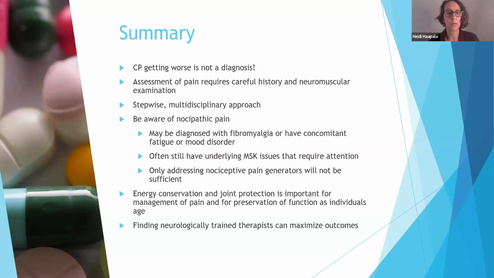And I think that's why the picture I showed with the overlapping circles is so important. Just because somebody has a diagnosis of fibromyalgia or a chronic nociplastic type of pain doesn't mean we don't address the musculoskeletal problems. We have to address both. And again, it's going to take time and kind of piecemealing through things. Energy conservation and joint protection is important for management of pain and preserving function as individuals age. And finding neurologically trained therapists, as we just discussed, can really help to maximize outcomes.